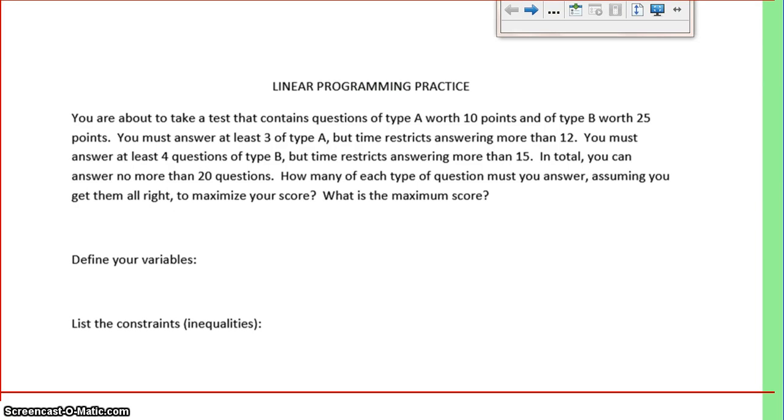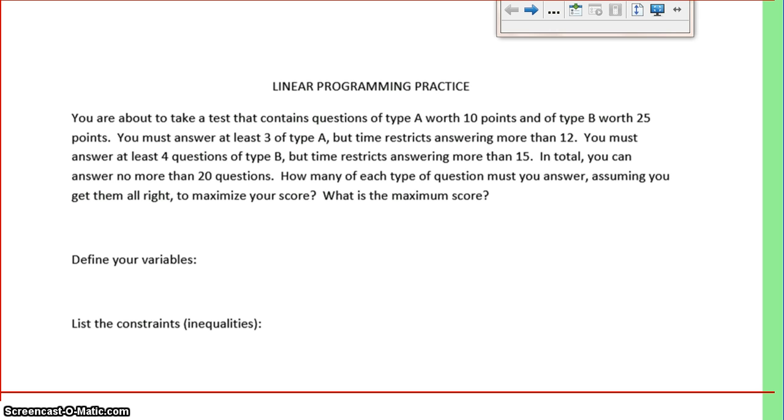Okay, welcome to linear programming practice. Your problem here, we're going to get a system of inequalities, find the intersection points of all of these inequalities, and shade the appropriate solution region.